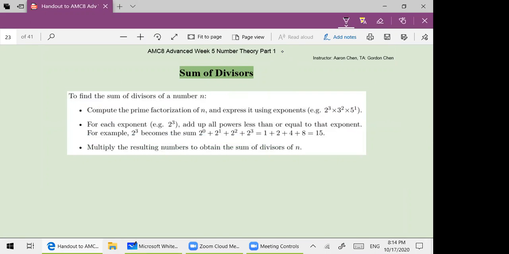Okay, now to find the sum of the divisors of a number, you first compute the prime factorization of n and use exponents like this. Now, for each exponent, add up all of its powers that are less than or equal to that exponent. So, this is an example. And now, take the products of all of the sums and multiply them together. And that's the sum of the divisors of n.